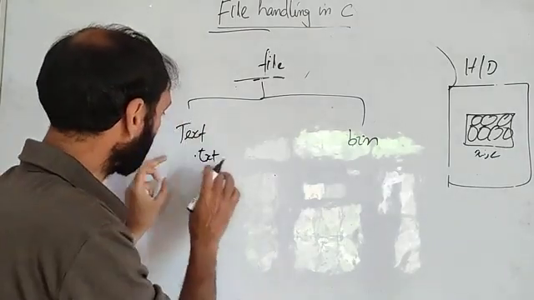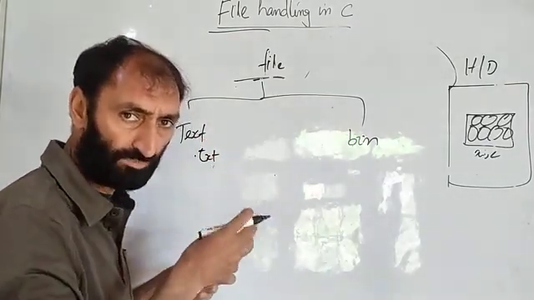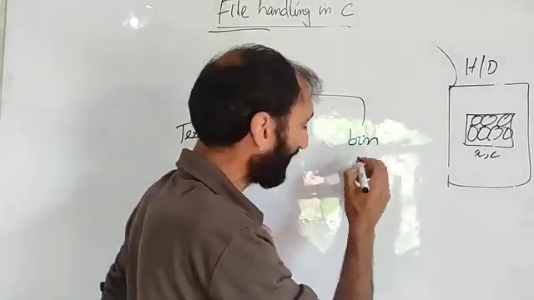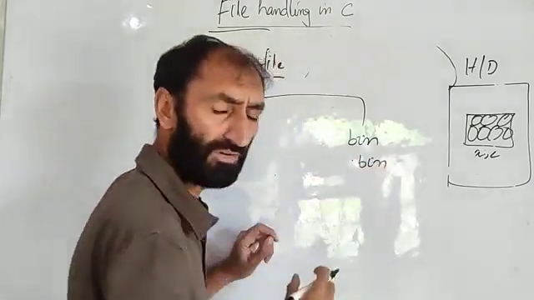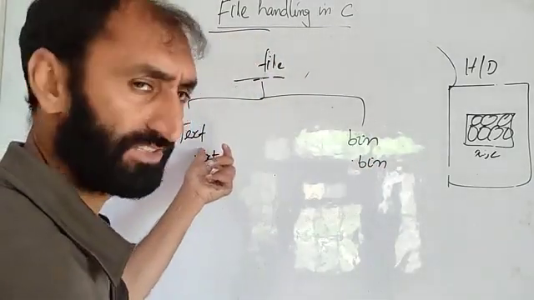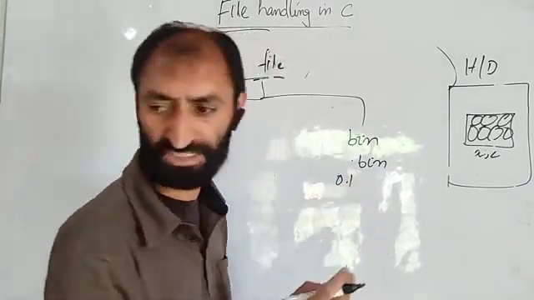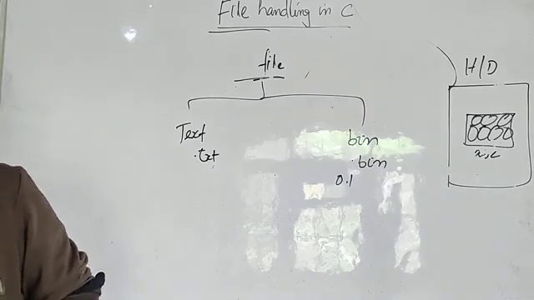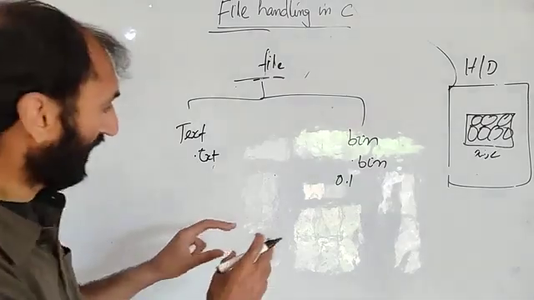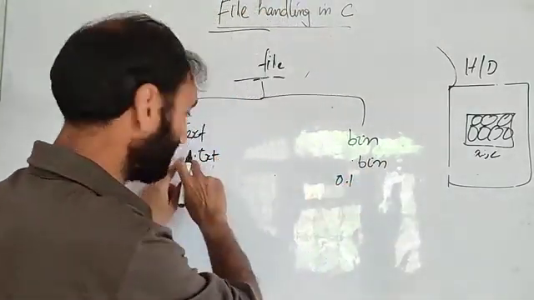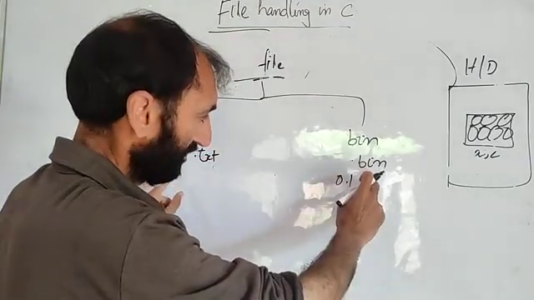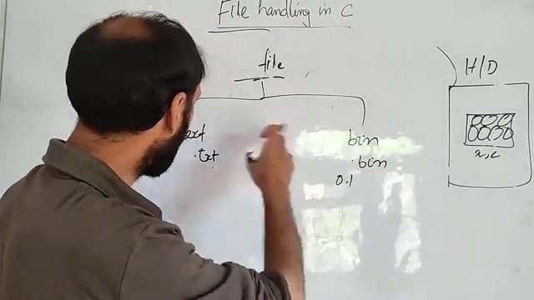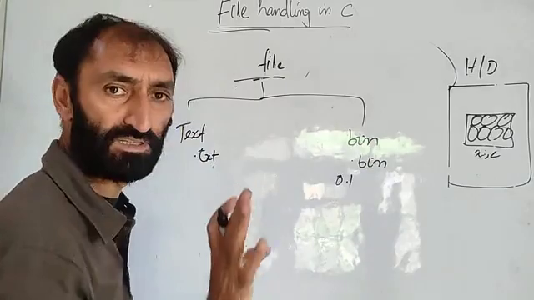Those files are called text files, and the extension of these text files is .txt. And the bin files have the extension .bin. We can say these are the compiled files of these text files, the files which are in the form of 0 and 1s. In other words, these text files after compilation have the extension bin, or we can say that bin files are the compiled files of these text files.